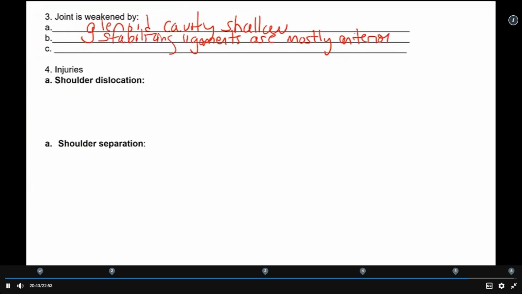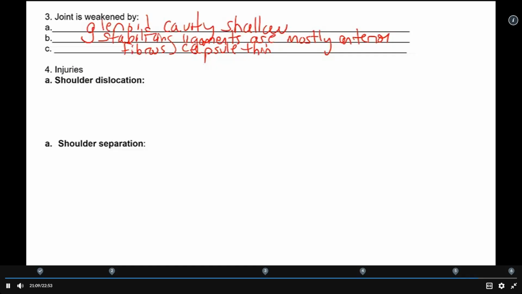Lastly, the joint capsule, which is made of fibrous tissue, the dense irregular, is very thin, so it doesn't help stabilize as well. So these are the things that weaken the joint. We talked about muscle tone being the most important thing that stabilizes the joint. What are some injuries that you can see for the glenohumeral joint?